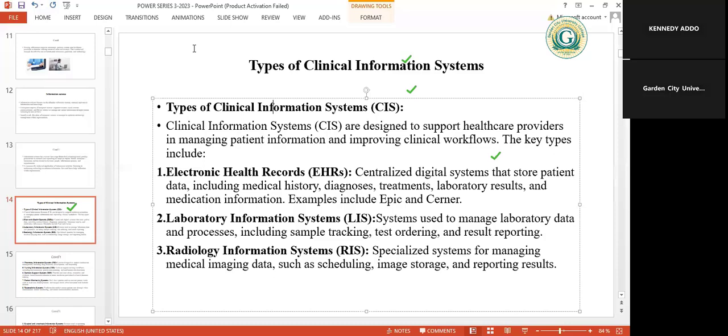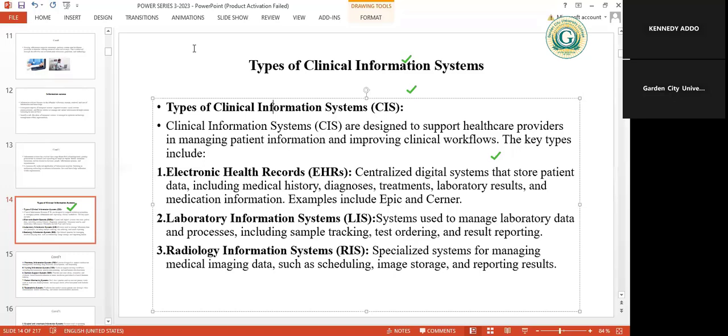Now, radiology information system is a specialized system for managing radiologic images. So we can talk about magnetic resonance imaging, MRI, then we can talk about computer tomography, CT scan, among others, for the purpose of appointment, the storage of image, and reporting results. These are aided by what we term as picture archiving and communication systems.